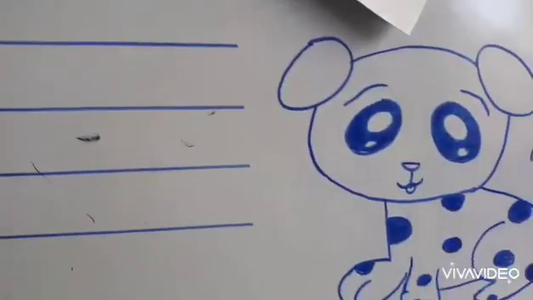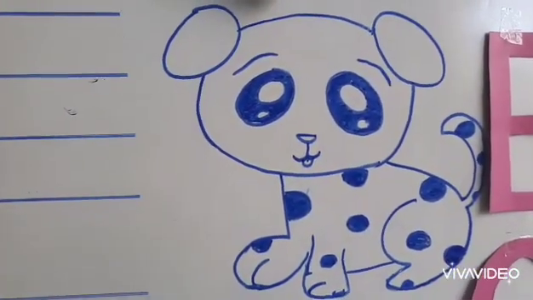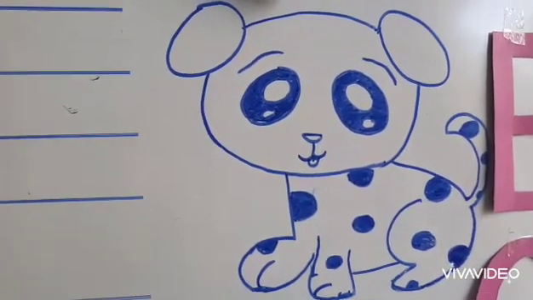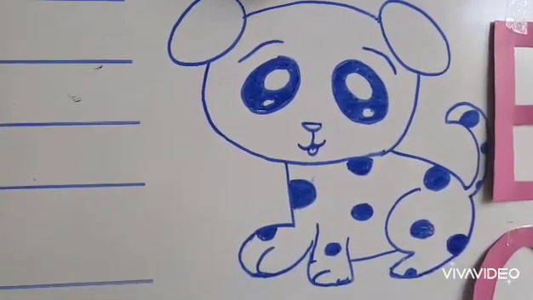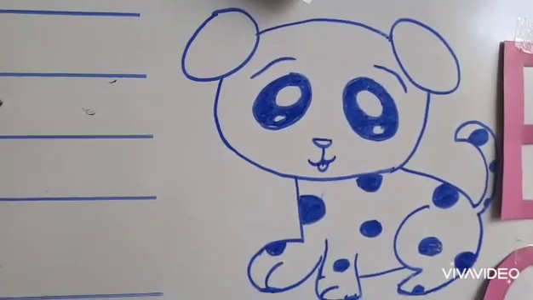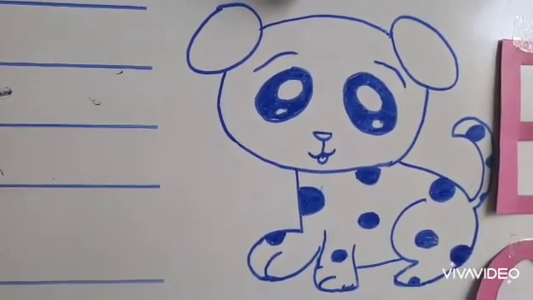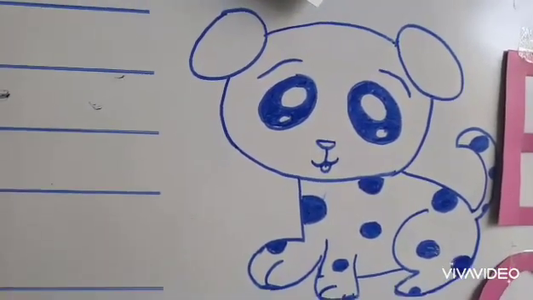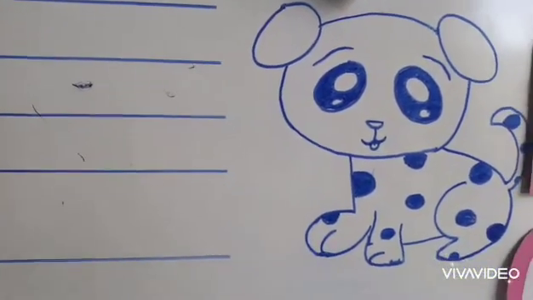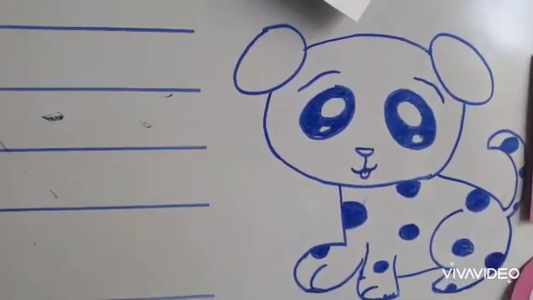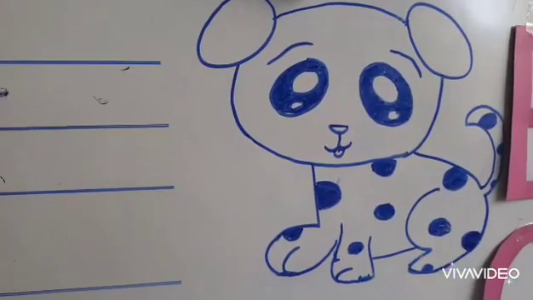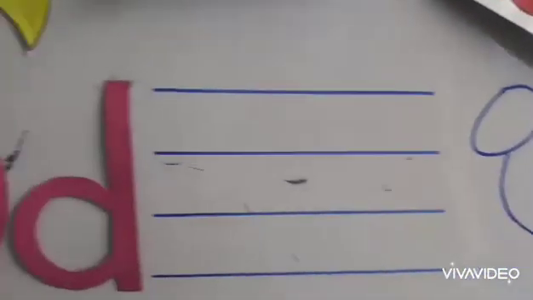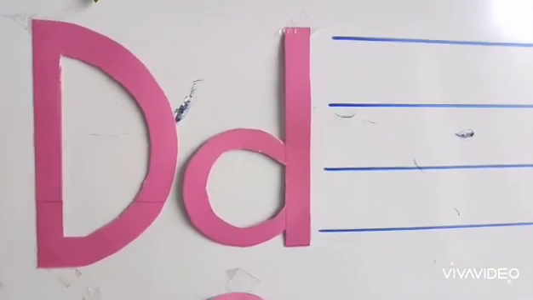Okay, what do we have here? Do you know this picture? What is it? Is this a goat? No. Is this a buffalo? No. This is a dog. D for dog. Repeat with me. D for dog. Good job. What is the sound of letter D? Da.